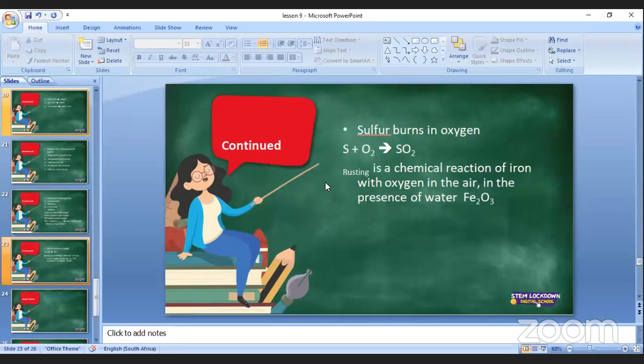And then we've got sulfur burns in oxygen, S plus O2, you're getting sulfur oxide, which is a balanced equation. Then there's rusting.